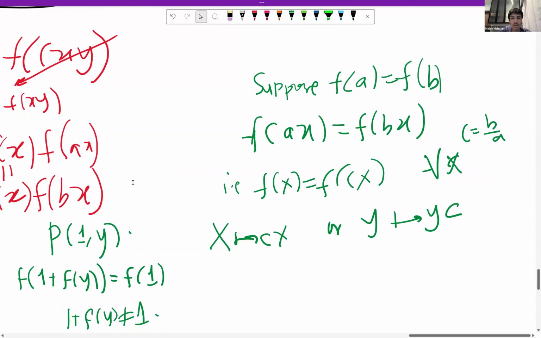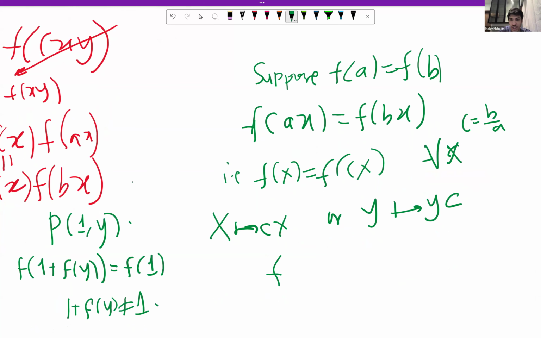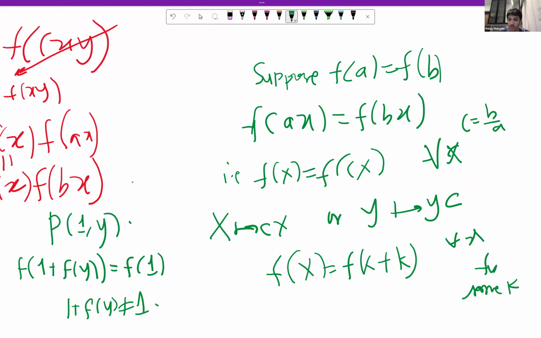And as before, with some manipulation, you get f of x is f of x plus k for some k. This is again true for all x, so now you get periodicity, and you replace x by x plus k or y by y plus k, and this is great. This is called the APMO trick because it originated from an APMO problem which I'll be giving in the homework for you to try later.